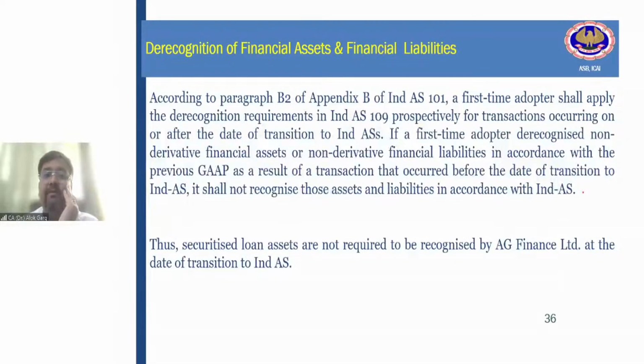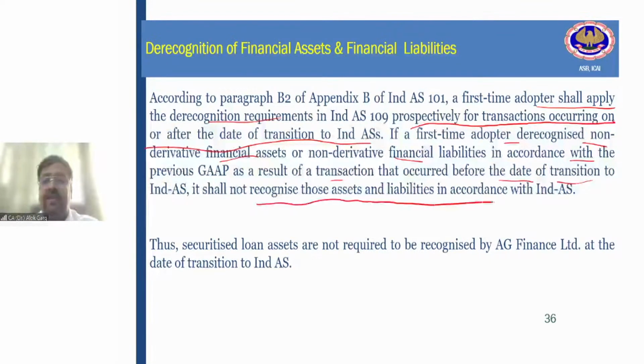Answer is no. Why? Because Ind AS 101 says that it shall apply the derecognition requirement prospectively for transactions occurring on or after the date of transition to Ind AS. If a first time adopter derecognizes some non-derivative financial assets or non-derivative financial liabilities in accordance with previous GAAP as a result of a transaction that occurred before the date of transition, it shall not recognize those assets and liabilities in accordance with Ind AS. Thus, securitized loan assets are not required to be recognized by AG Finance Limited at the date of transition to Ind AS. Right?